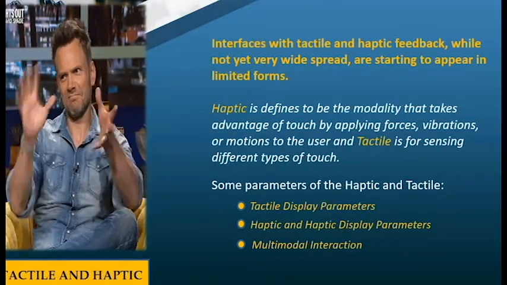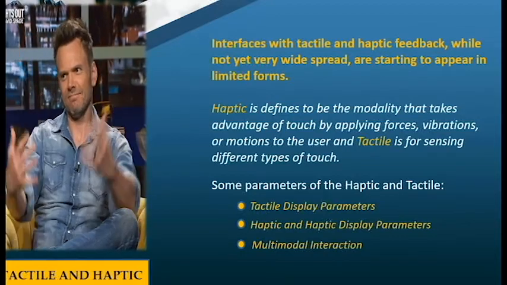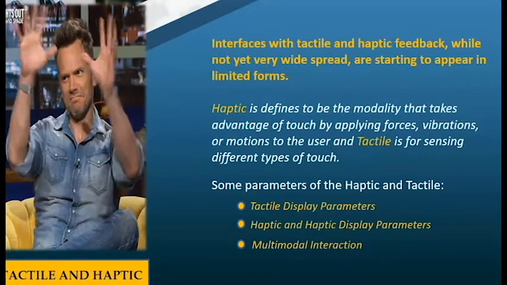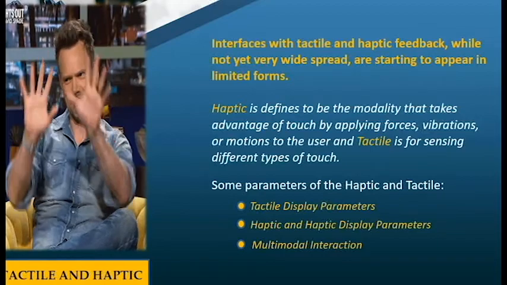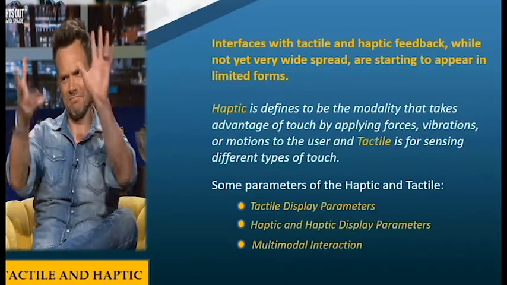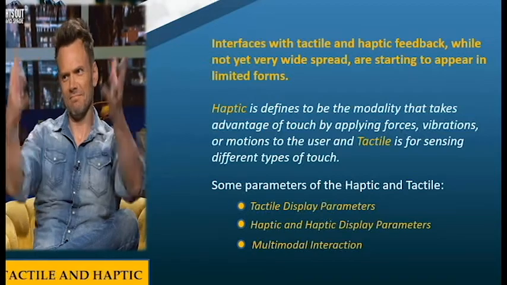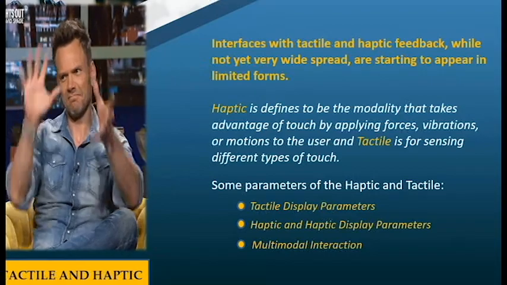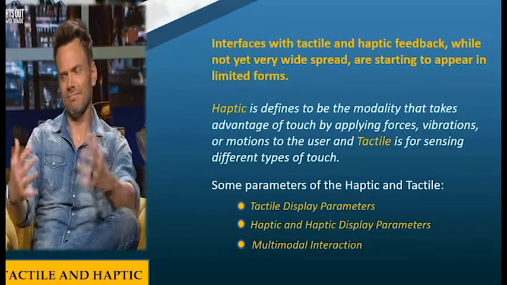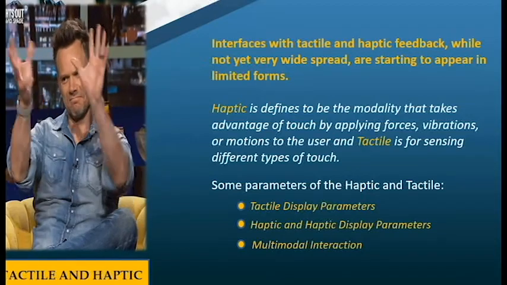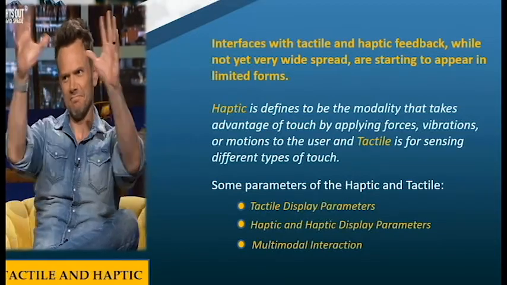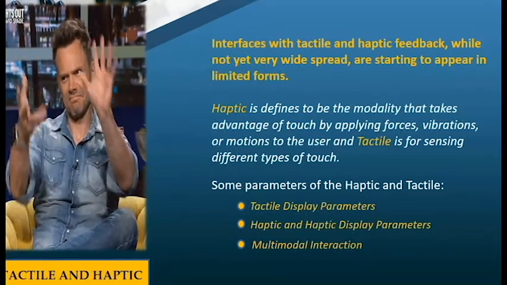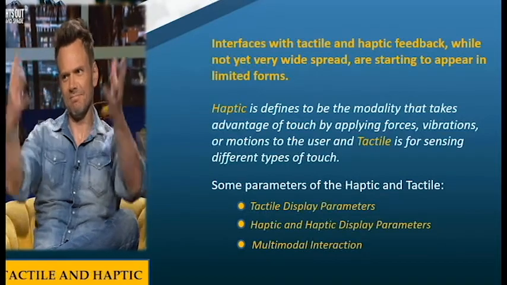Next is the tactile and haptic. Interfaces with tactile and haptic feedback, while not yet very widespread, are starting to appear in limited forms. To be precise, the term haptic is defined to be the modality that takes advantage of touch by applying forces, vibrations, or motions to the user, and tactile is for sensing different types of touch. Before was visual, then aural, now is the tactile and haptic.